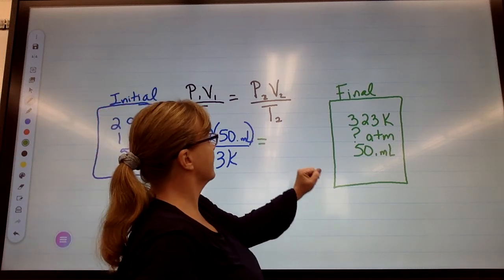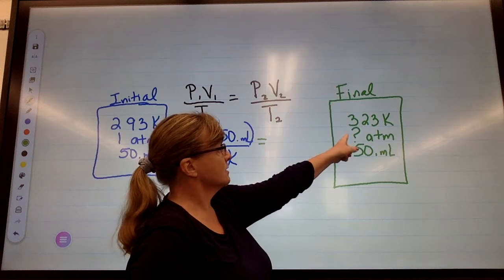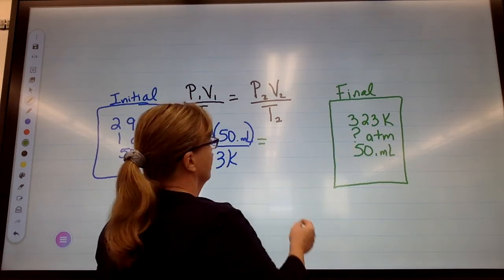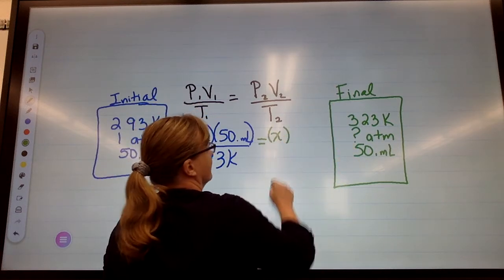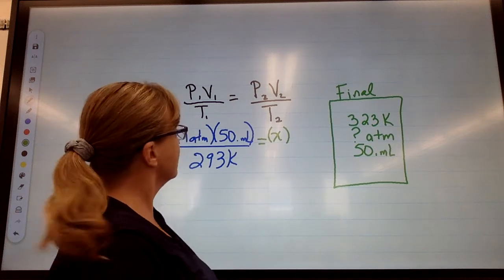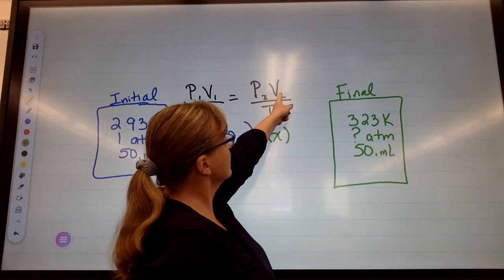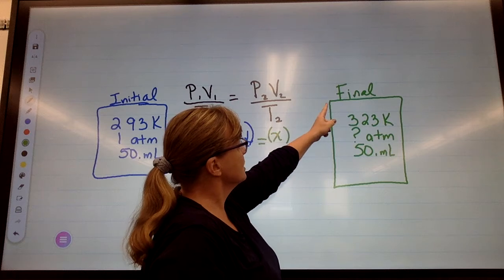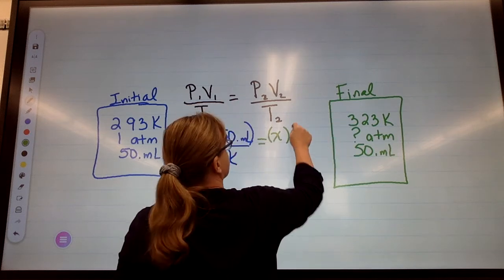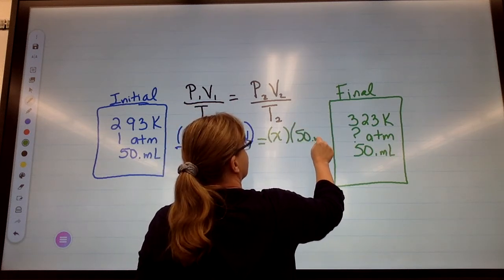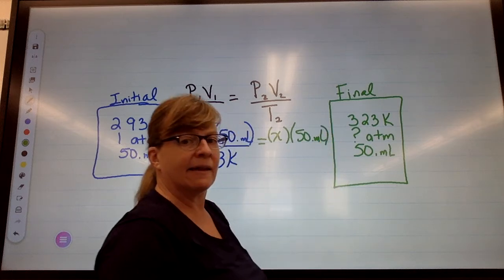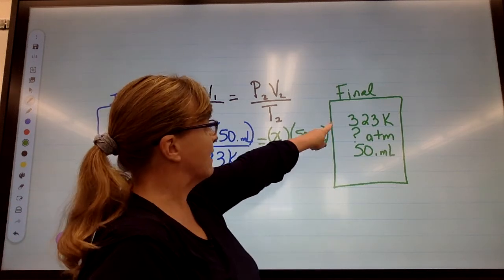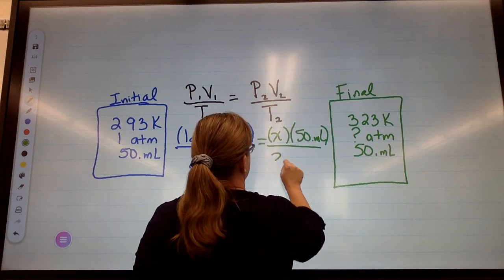Okay, and again, I'm looking for pressure. Oh, it's a question mark. I'm going to put X, because I don't know what that is. It's my unknown. Next, I need volume. My final volume, V2, and 50. That's the same. It's the same number. We're going to come back to that. That's interesting. Last, we have our new temperature.